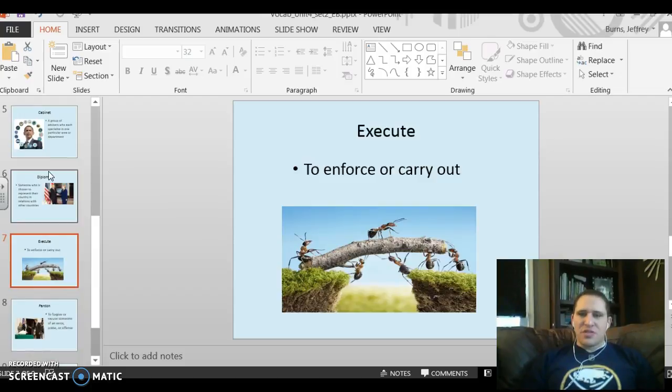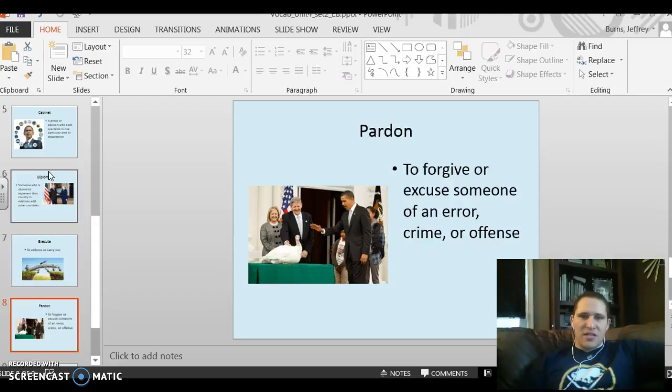All right, next word. To execute. The main job of the executive branch is to execute or enforce or carry out the laws, almost like the police of our government, to make sure that laws that are passed are carried out and followed. If not, then you will be prosecuted to the fullest extent of the law. So execute is just a synonym for enforce or carry out.